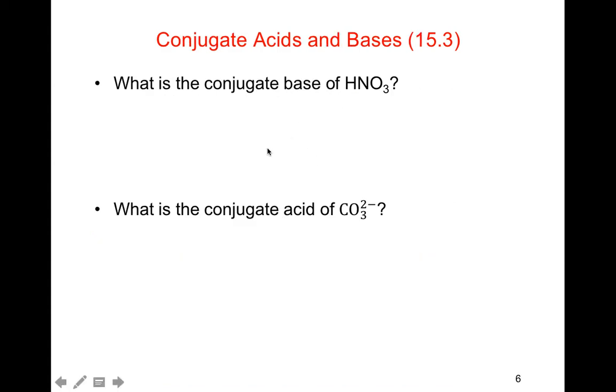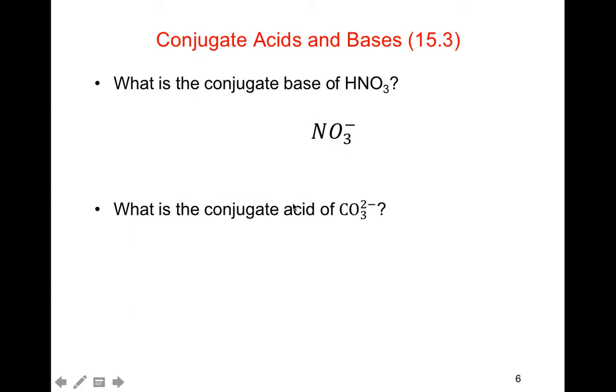All right, so we're going to do a couple examples. What is the conjugate base of HNO3, or nitric acid? If I'm looking for the conjugate base, then that means that this thing must be acting like an acid. And acids are proton donors. So to find the conjugate base of something, we need to take away an H plus. So if I take an H plus away from this, obviously the H is gone. And because I took away a plus, I'll be left with a negative, and so the conjugate base is the nitrate ion.